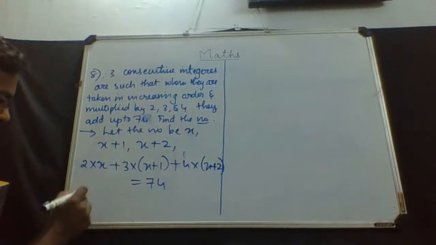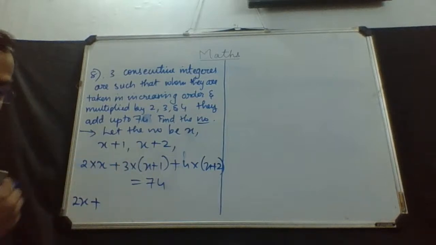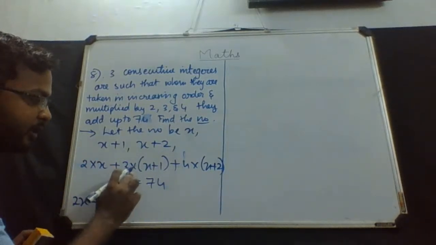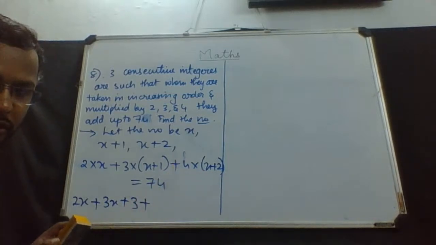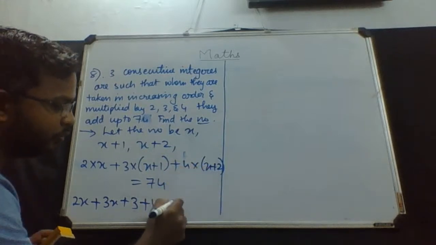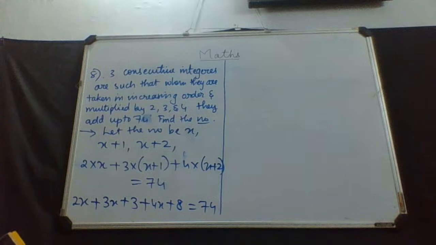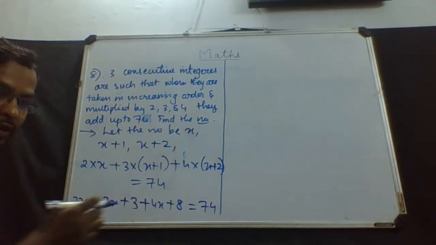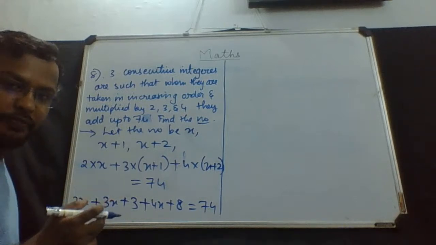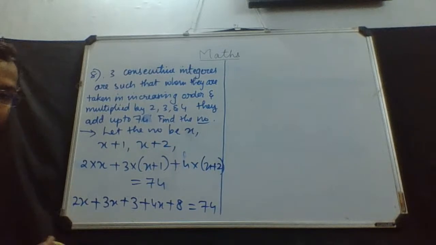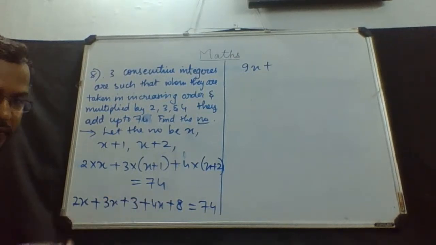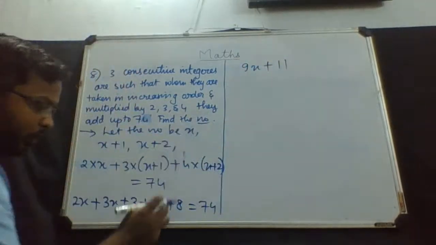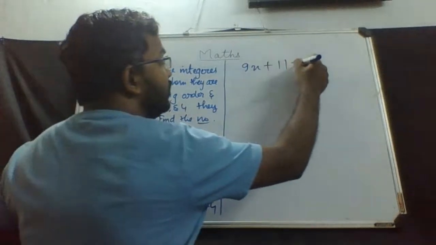Let's open the bracket. 2 into x you'll get 2x, plus, this is the distributive property, the 3 we have to multiply with both terms. 3 into x you will get 3x plus 3 into 1 you will get 3, plus this 4 also you have to multiply with both terms. 4 into x you will get 4x plus 4 into 2 you will get 8, is equal to 74. Now we'll add the variables 2x, 3x, 4x. These are like terms, so we'll add them. 2 plus 3 you will get 5, 5 plus 4 you will get 9. So 9x, plus the numbers 3 and 8: 8 plus 3 will get 11. So on the LHS you will get 9x plus 11 is equal to 74.